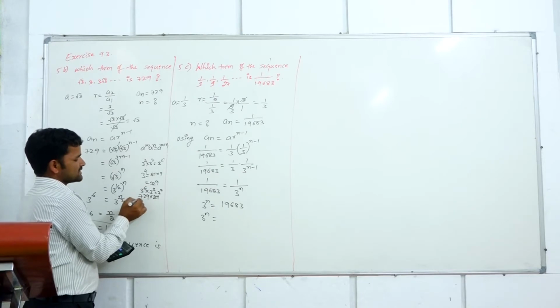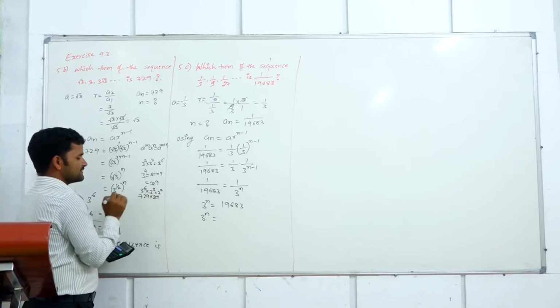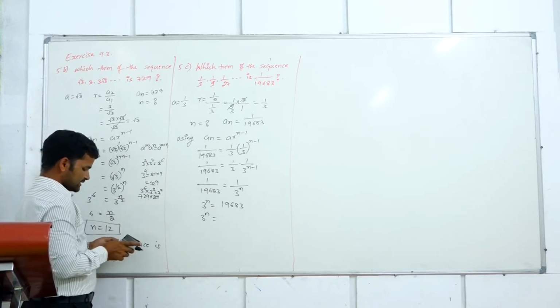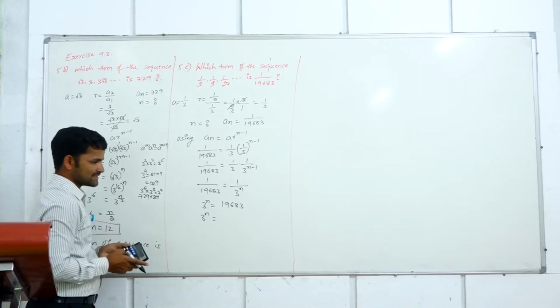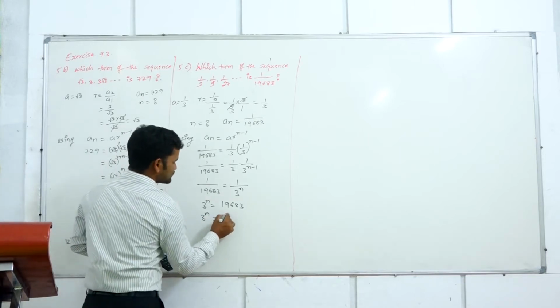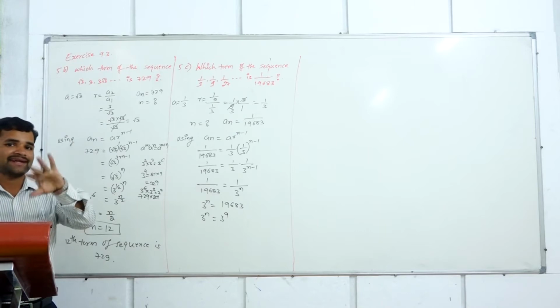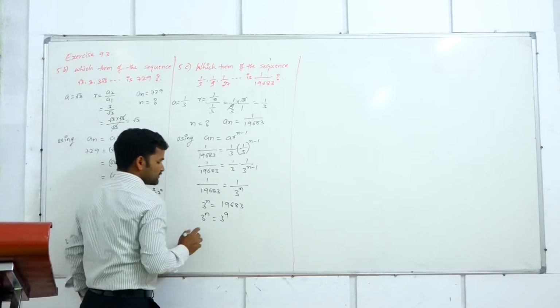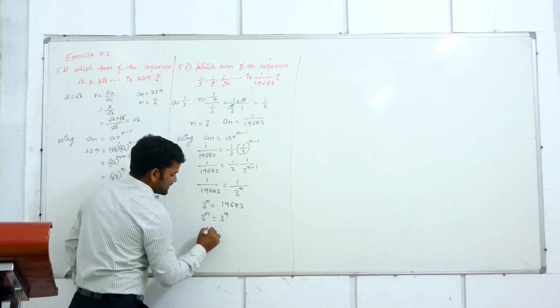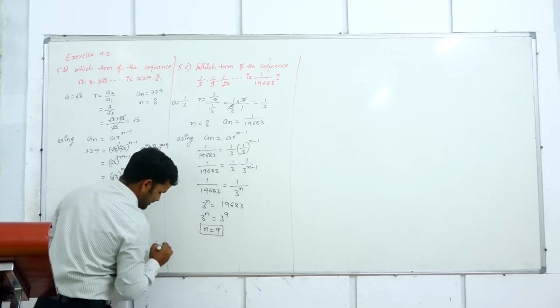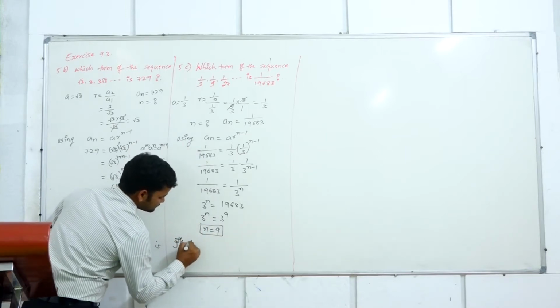729 means 3 raised to 6. 3 raised to 3 means 27. 729 into 27, I am getting 19683. So 3 raised to 9. Okay, cross it. 3 raised to 9. 3 is getting multiplied 9 times. Again, both side bases are same. N is equal to 9, I am getting.